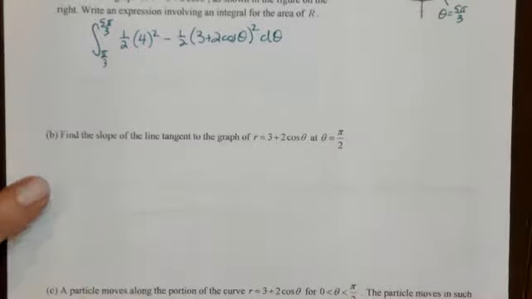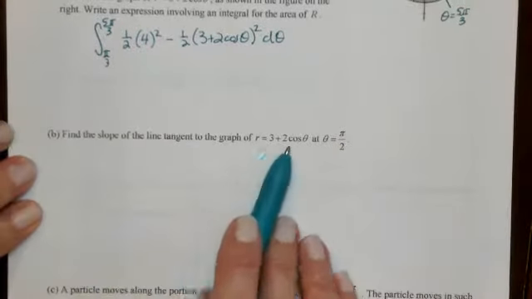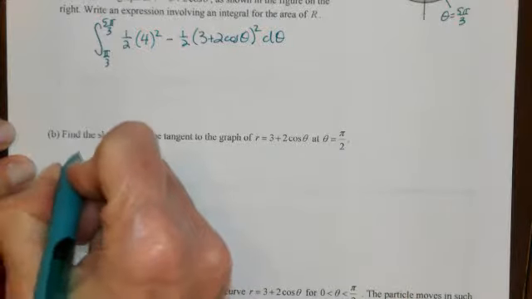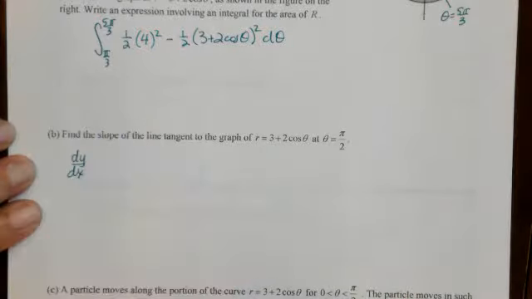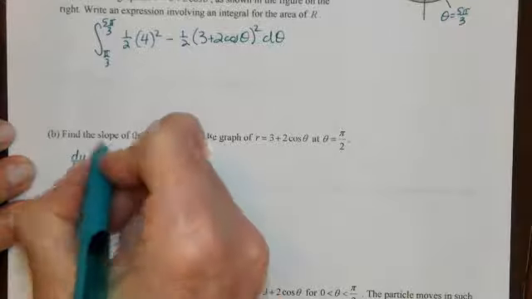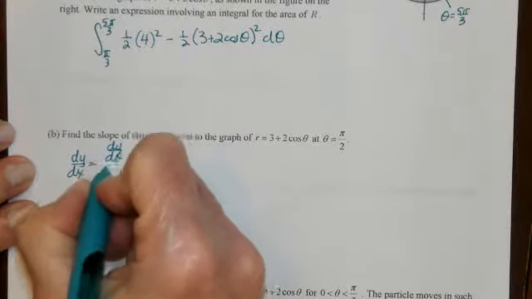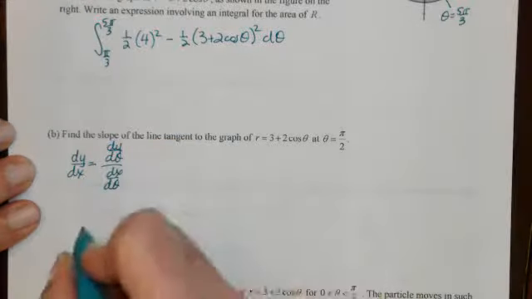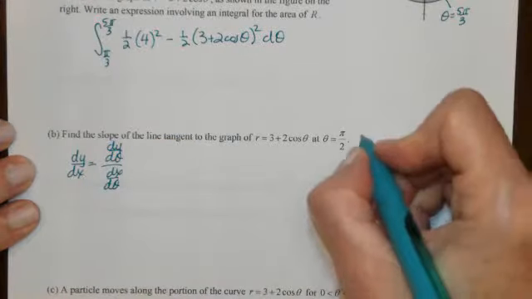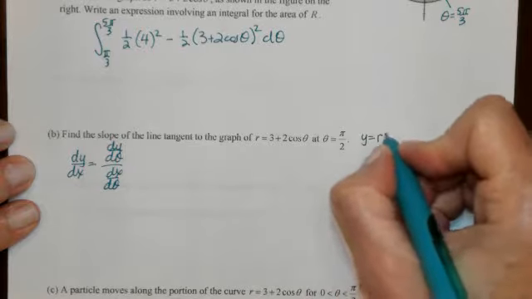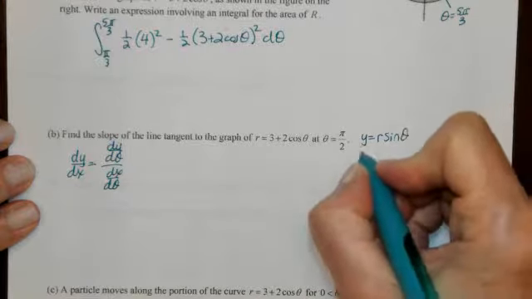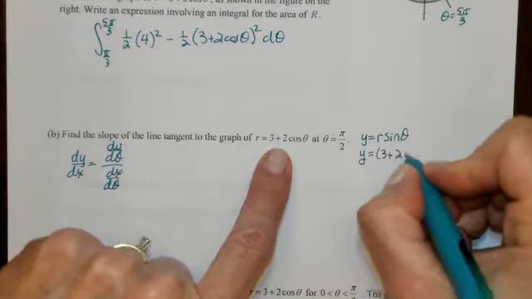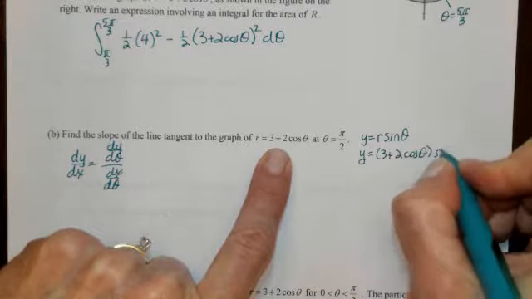Part B. Find the slope of the line tangent to the graph of this curve at theta equals pi over 2. So slope is dy/dx. In a polar curve, that's dy/d theta over dx/d theta. So we need y as a function of theta and x as a function of theta. y is always equal to r sine theta. That means for our case, y is equal to (3 plus 2 cosine theta) sine theta.